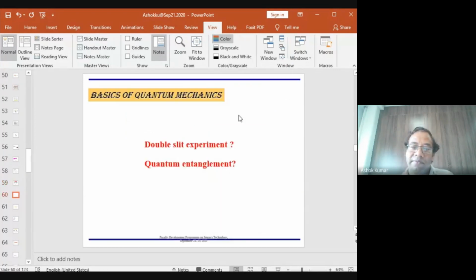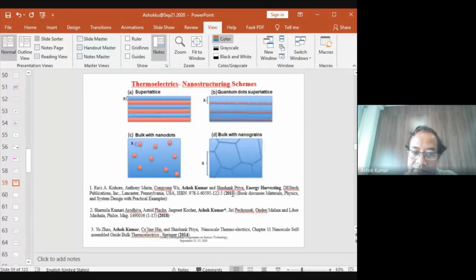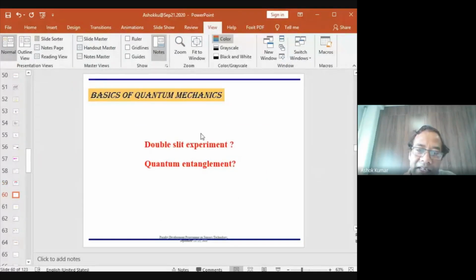From these two experiments in quantum physics, we understood that quantum physics is very important when we talk about smaller particles, because Newton's laws are no longer valid when we talk about smaller things. Whether you talk about nanostructures or sensors, when you are at a smaller size, quantum physics becomes very important.